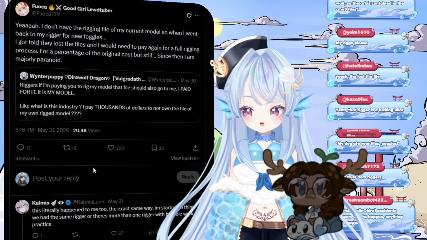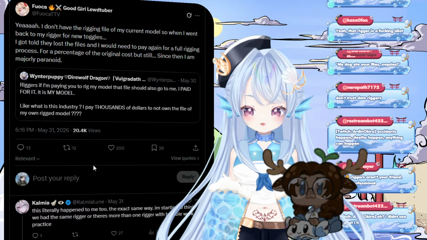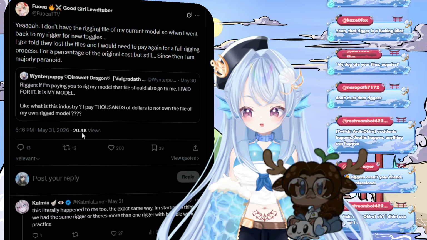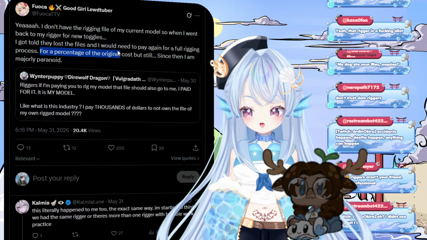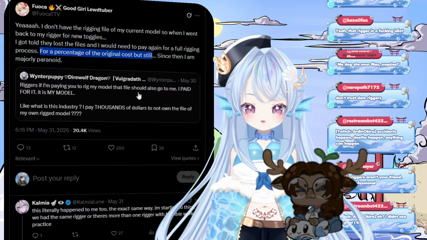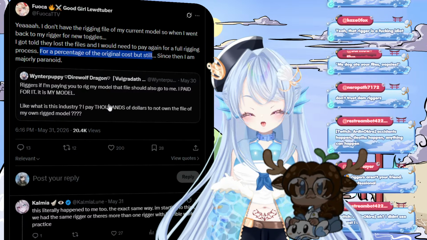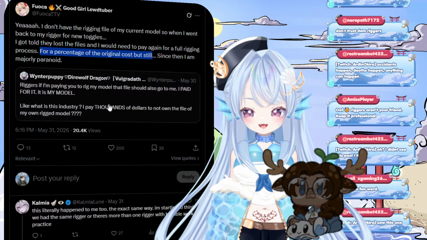And then, of course, we have: I don't have the rigging file for my current model, so when I went back to my rigger for new toggles, I got told they lost the files and I would need to pay again for the full rigging process. For a percentage of the original cost, but still, since then, I'm majorly paranoid. This is how bad it's gotten, that they have been convinced that this is normal, and they're like, well, it was a percentage of the original cost, to be fair. They charged you for stuff they lost. Yup.